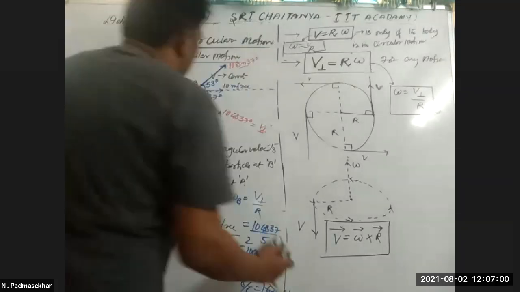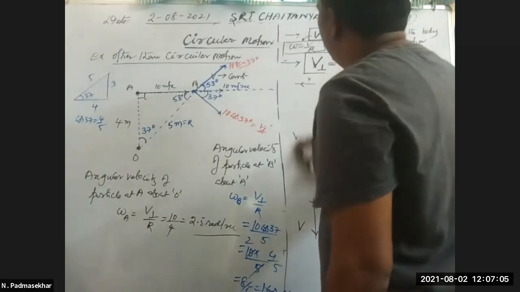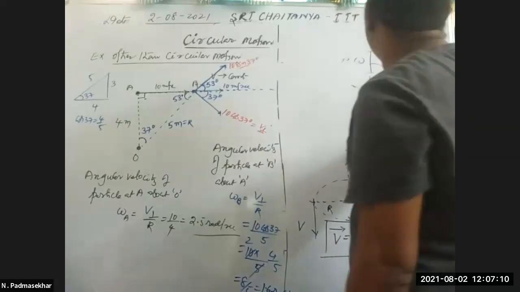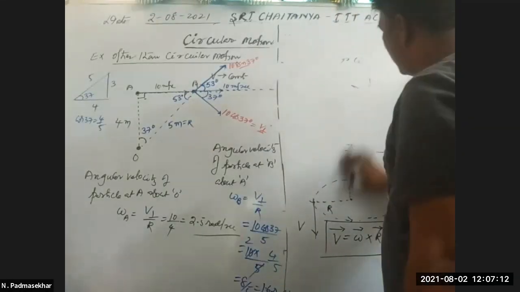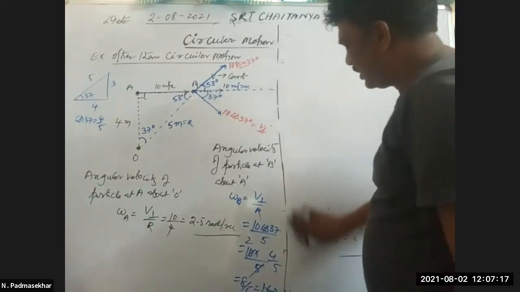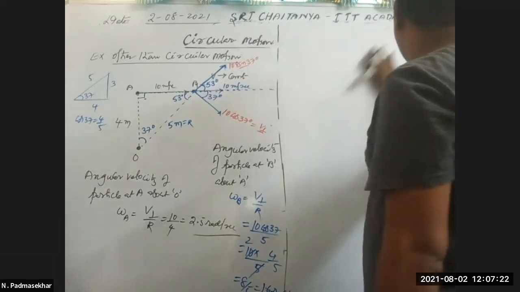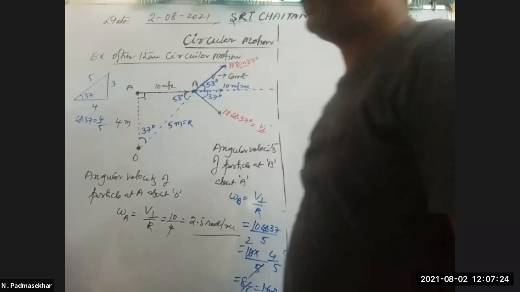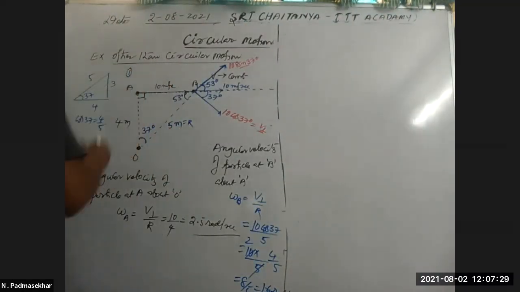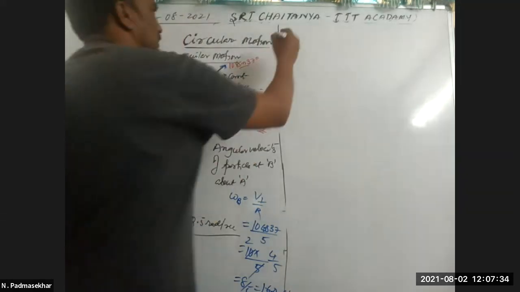See another problem, the same type. Angular velocity is not only confined to circular motion. For any motion, there is angular velocity. For circular motion, V is equal to R omega. For any motion, V perpendicular is equal to R omega. So this is the first one, and there is a second one.